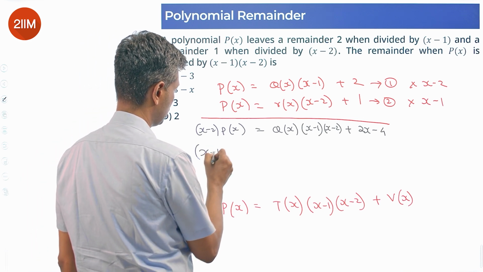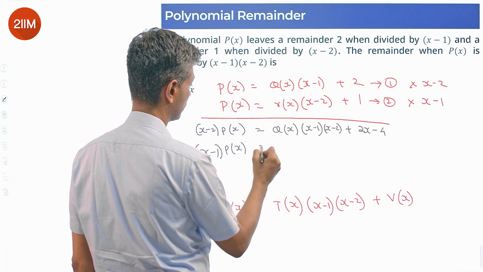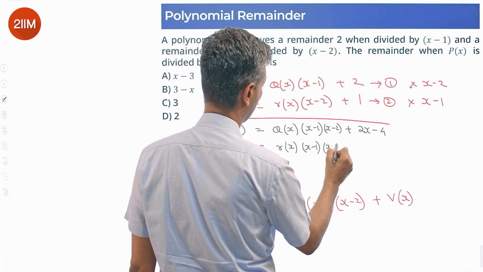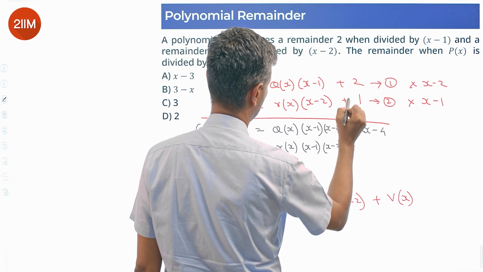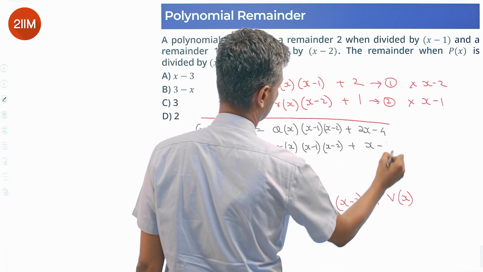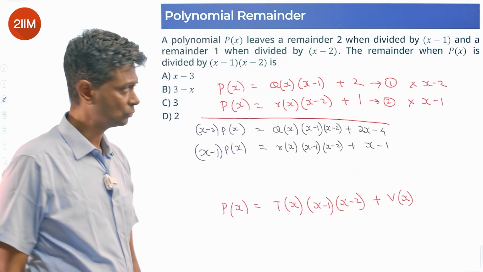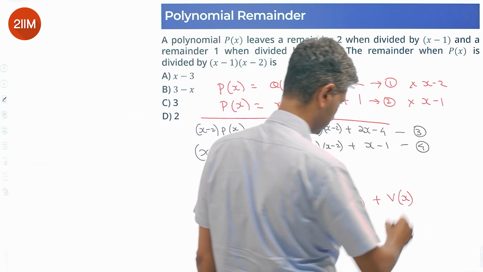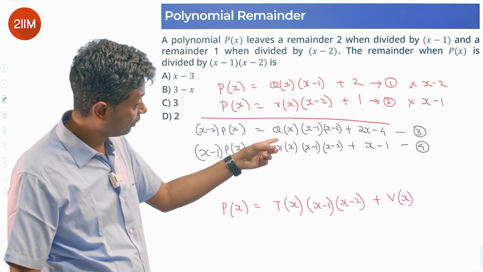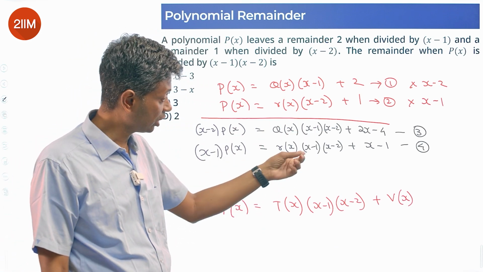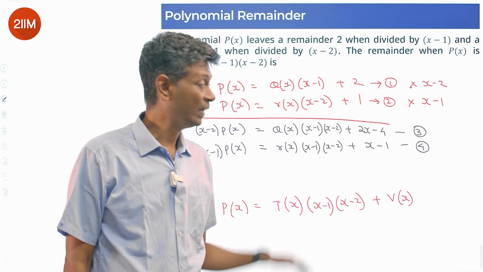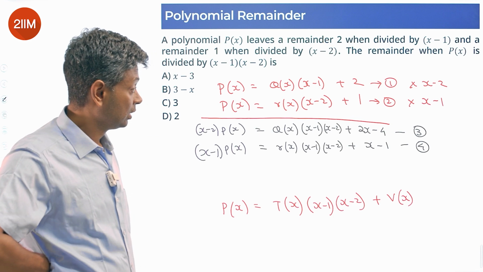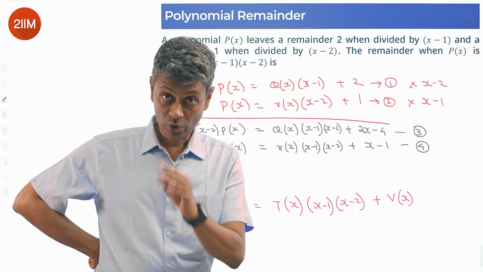X minus 1 into p of x is r of x into x minus 1 into x minus 2 plus x minus 1. I'm going to call these equation 3 and equation 4. Remember, there is q of x into x minus 1 into x minus 2, r of x into x minus 1 into x minus 2. If I add these two, x minus 1 into x minus 2 will be there, which I like. And then this remaining part will be there, which also I like.